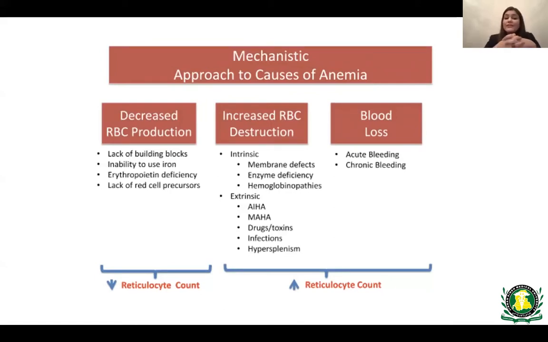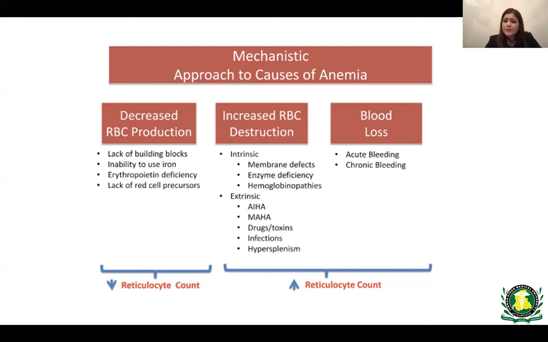Or if we're having lack of red cell precursors, if the patient has comorbidities, he's going through other chronic illnesses, and that's caused the erythropoietin production to be lower. So the bone marrow is not getting the signal in order to produce red blood cells, right?